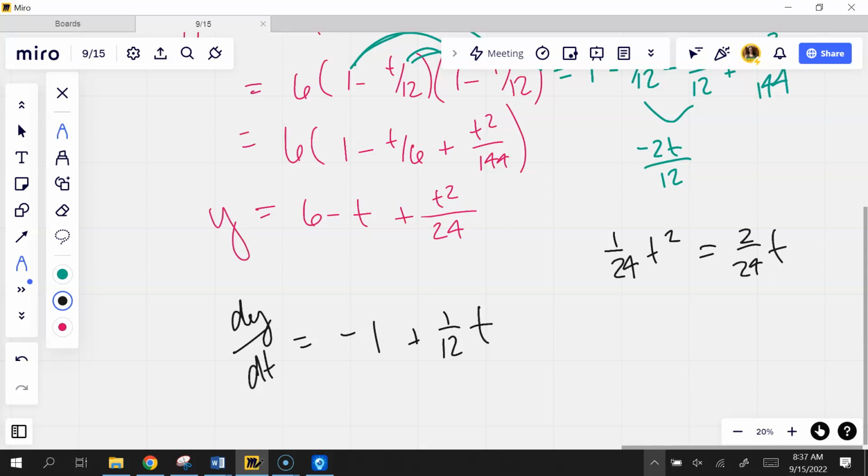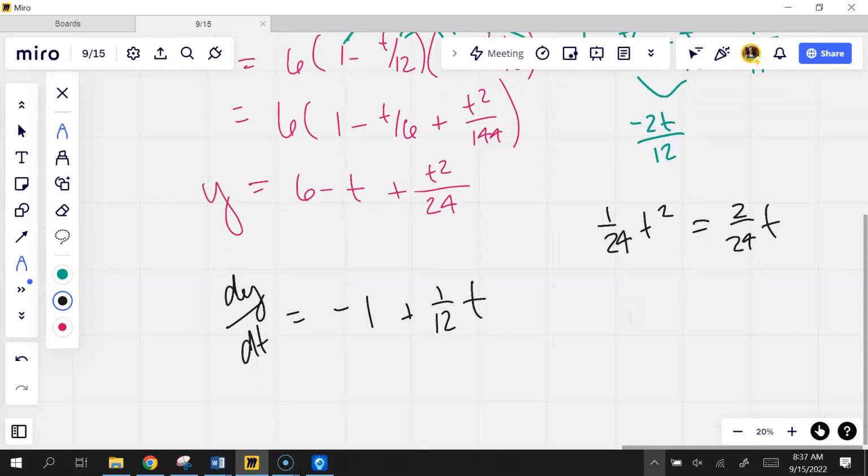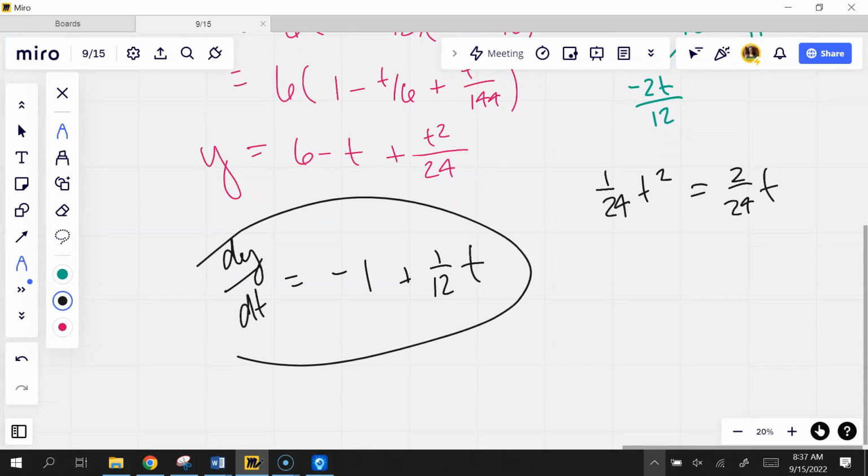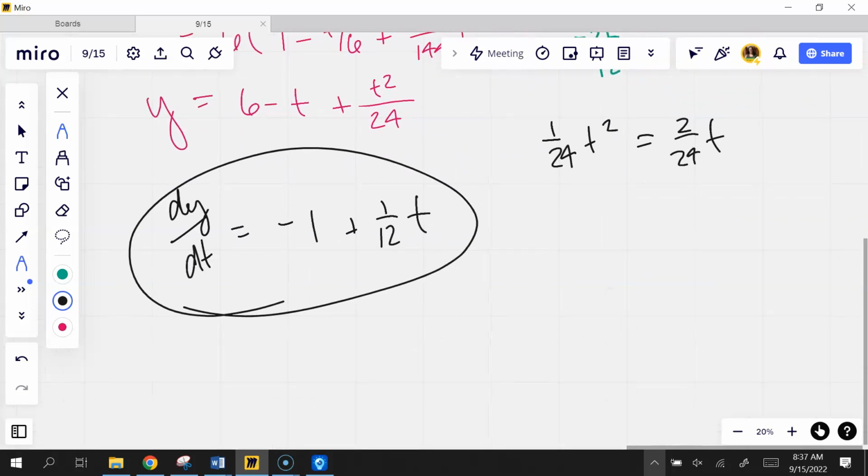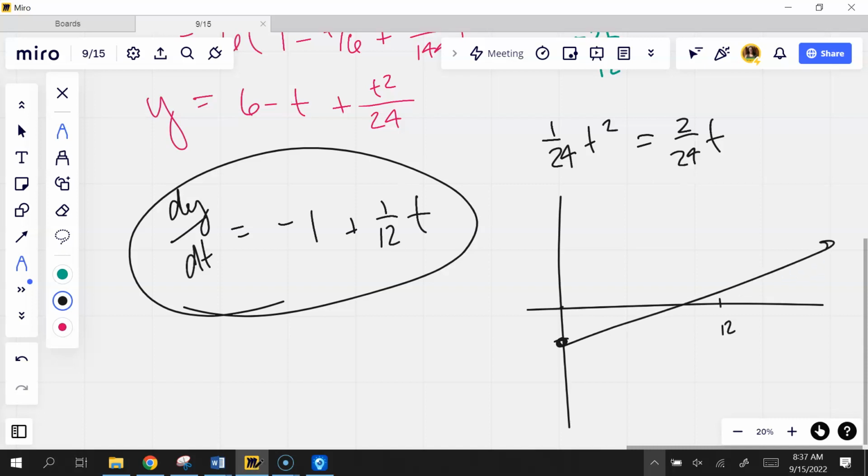Say again. Graph it. We can graph it. If this is velocity, right? This is a linear function. Do you agree? Everybody okay there? So if I were to graph this, negative 1, and then I go up 1 and over what? So this is dy dt. What does that tell me?